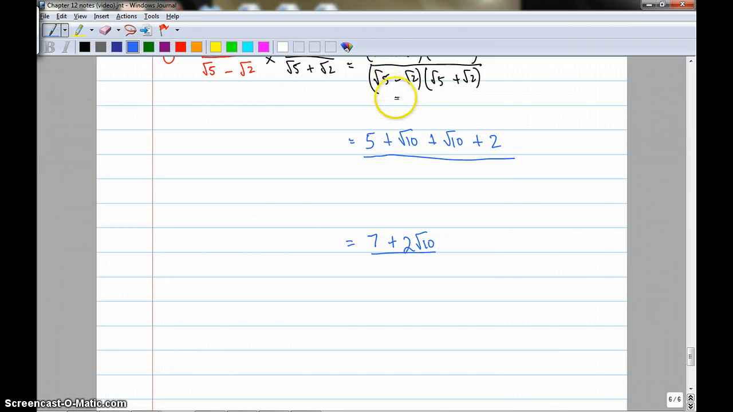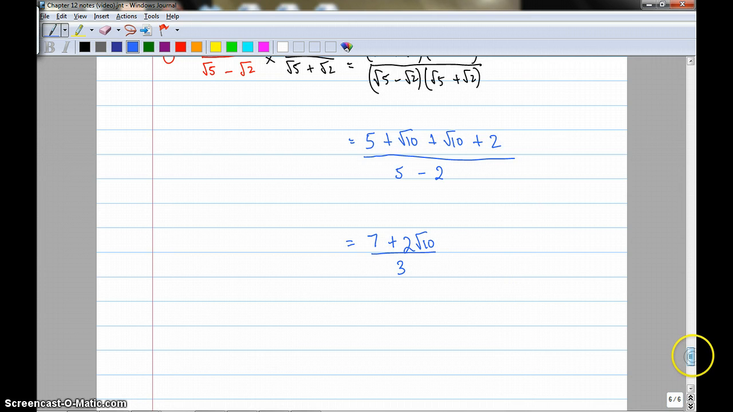this time I can do FOIL, and because there's a plus and a minus, the middle terms will cancel out, just like we had in the previous things, just like difference of two squares. That becomes root 5 times root 5, which is 5, and negative root 2 times root 2 becomes minus 2. So that then becomes 3 on the bottom. Now I can't simplify any of these things any further, so that's the finish of what I got.